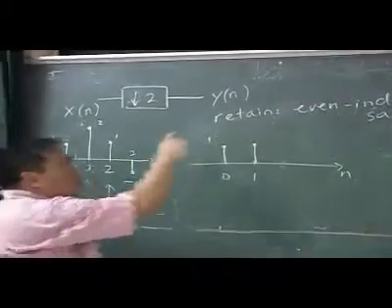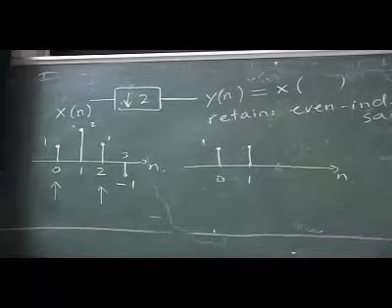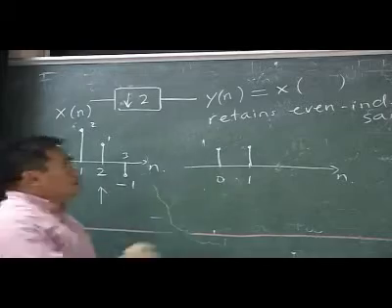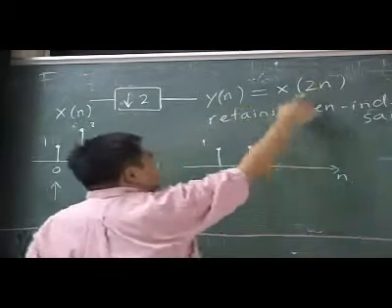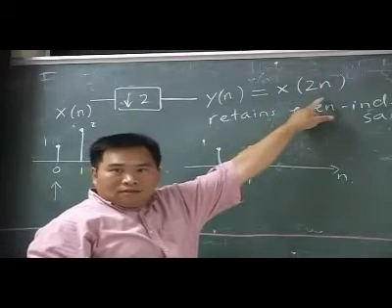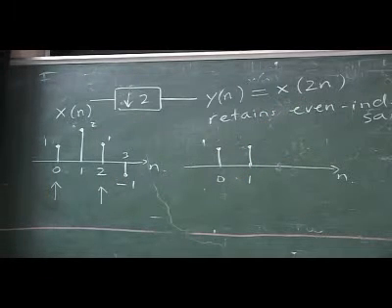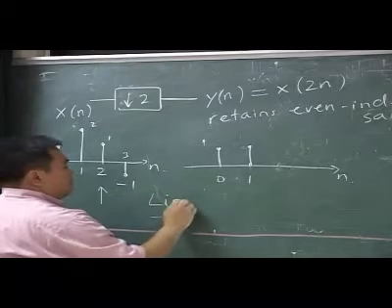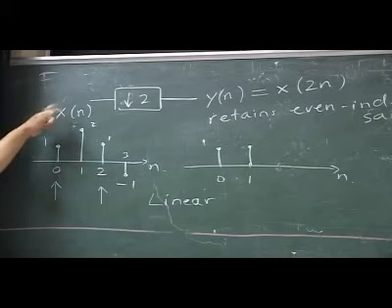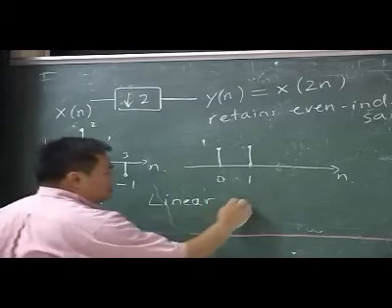So, what is the shorthand notation for this? Okay? So y of 0 is x of 0. Y of 1 is x of 2, and so on. Okay? Is it linear? Yes. If you add 2 samples, you retain the even index samples. So the next sample will add. Right? So linear, but time variant.